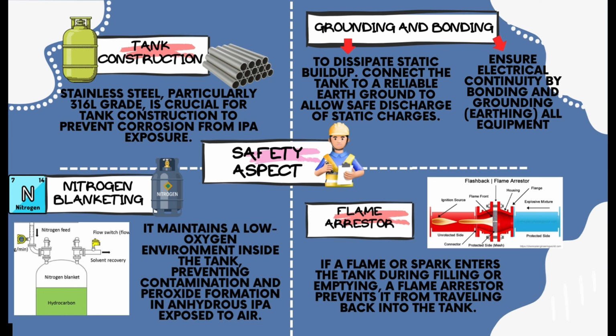Tank construction. Stainless steel, particularly 316L grade, is crucial for tank construction to prevent corrosion from IPA exposure. Next, grounding and bonding. To dissipate static build-up, connect the tank to a reliable earth ground to allow safe discharge of static charges. Ensure electrical continuity by bonding and grounding, earthing, all equipment.